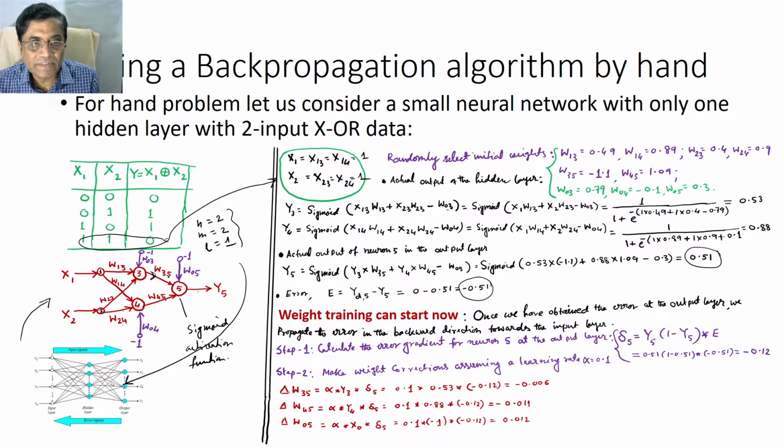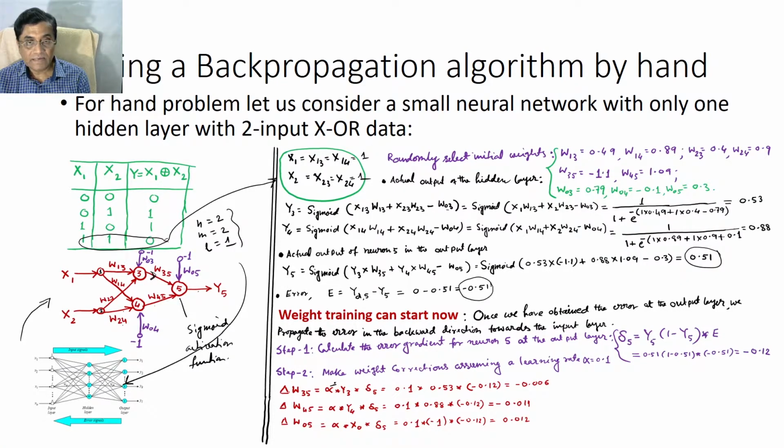So the rate of change of error with respect to this input, like that, is called the error gradient, which we have deduced in my earlier lectures. So now I will directly use it: y5 into 1 minus y5 times error. This is the first epoch we're going through, and everything is known to you. So delta 5, the error gradient, becomes minus 0.12. Once you have got this, it is very important to calculate the error gradient. We are all doing this at the output layer, and then you can compensate.